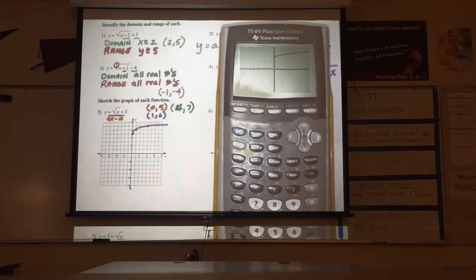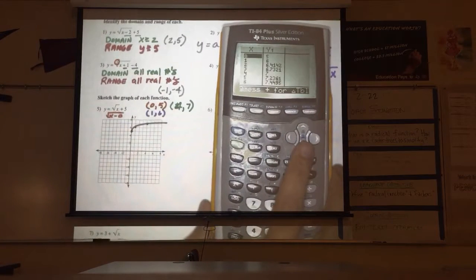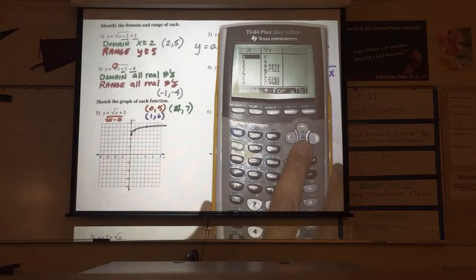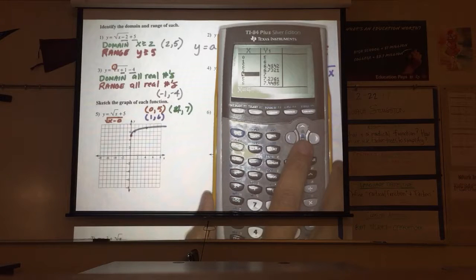If you look at the table, you'll see that we have the same values. When x is 0, it's 5. When it's 1, it's 6. We skip to 4 because it's a perfect square. It's 7, and so on. So you can see what your domain and range are.